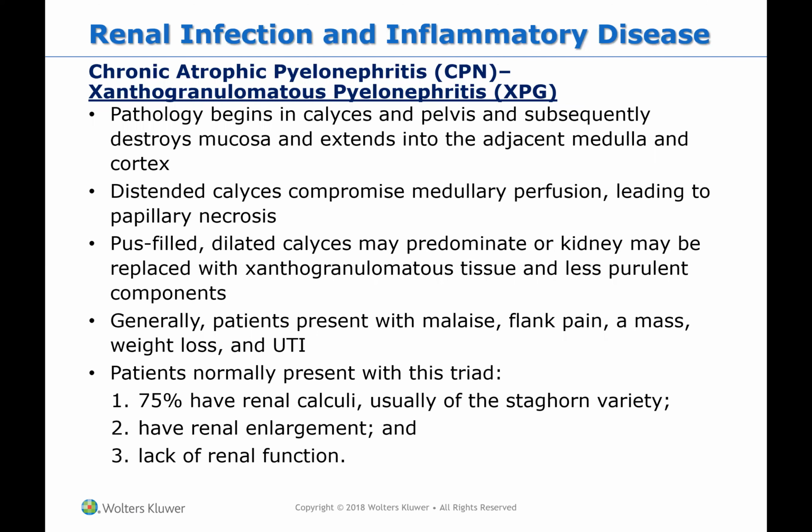So, what does it look like? You're going to have distended calyces, compromised medullary perfusion, leading to papillary necrosis. Pus-filled dilated calyces may be predominant, or the kidney may be replaced with this kind of tissue.